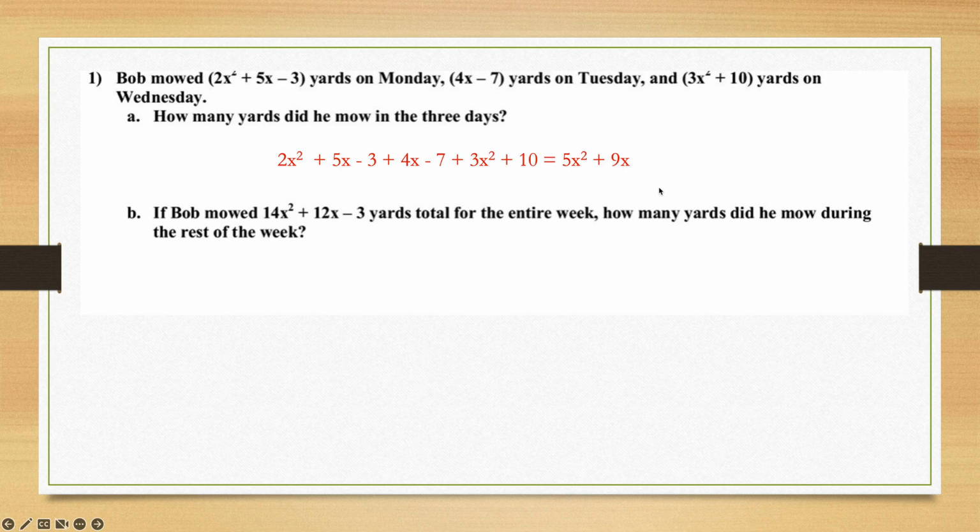Now, what I do want you to realize on this is it simplifies things to write in what we call standard polynomial form, which is the highest exponent, then next highest, and next highest until we get to a constant. So 2x squared plus 5x minus 3, and later on 3x squared plus 10, in between 4x minus 7.